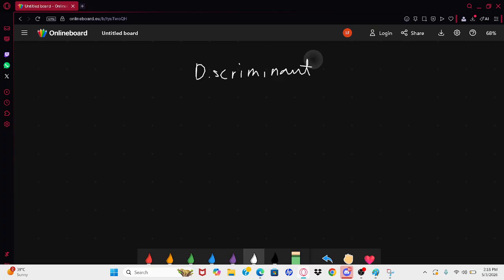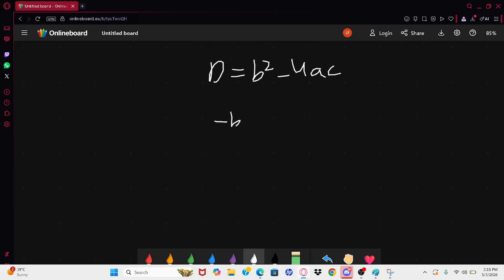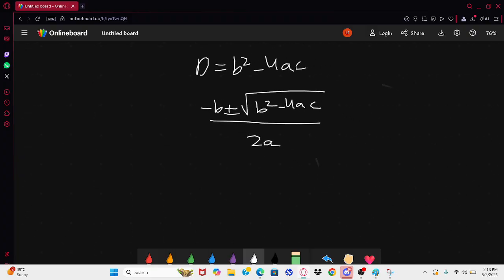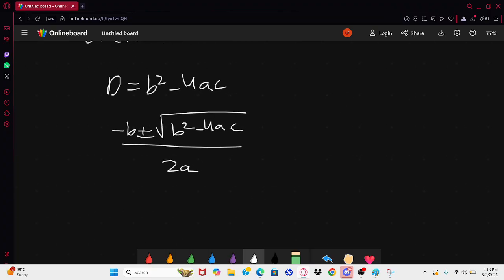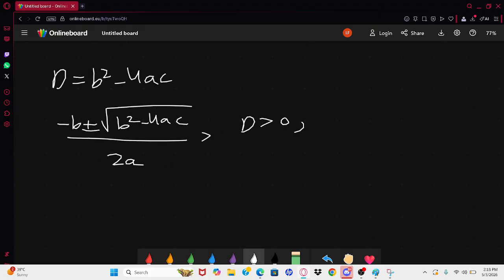Now, what is a discriminant, you may ask? A discriminant is just b squared minus 4ac. Basically, you can see in the quadratic formula, you get minus b plus or minus the square root of b squared minus 4ac over 2a. And there are some rules. If the discriminant is greater than 0, you're going to get two real and distinct roots.